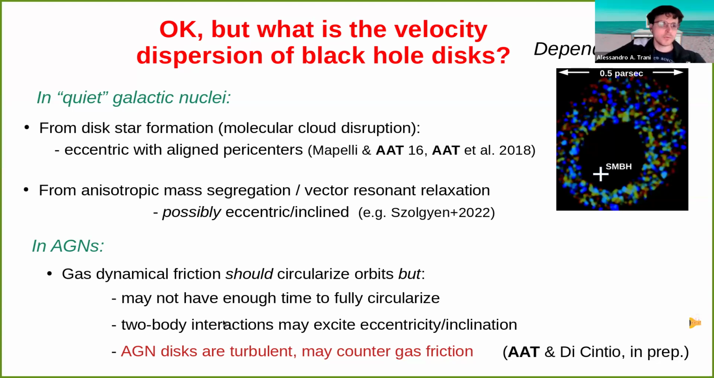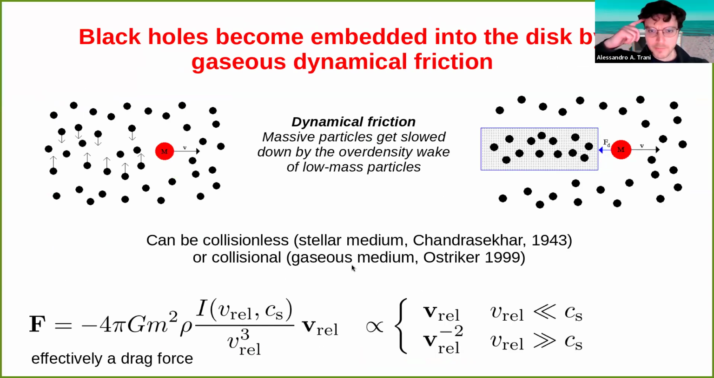There might also be two-body gravitational interactions between the black holes embedded in the disk that might excite eccentricity. Another aspect to consider is that AGN disks are actually turbulent, and this may counter gas dynamical friction, which is the process that leads to the circularization and embedding of the black holes. And just a brief recap on dynamical friction.